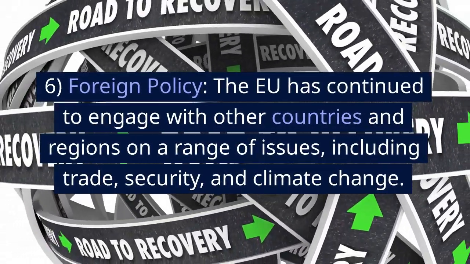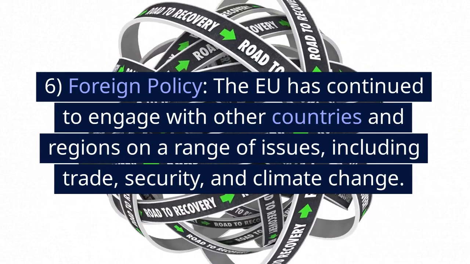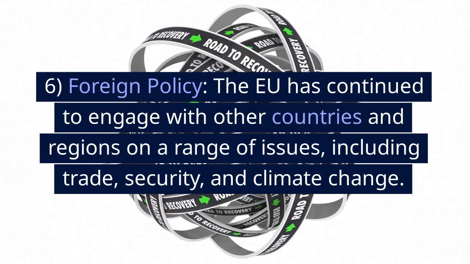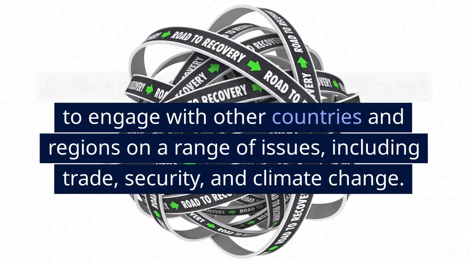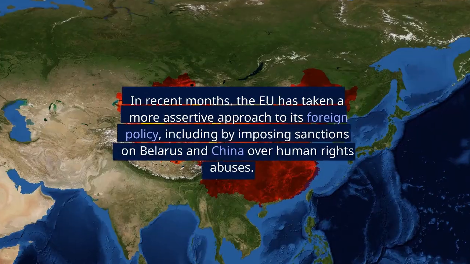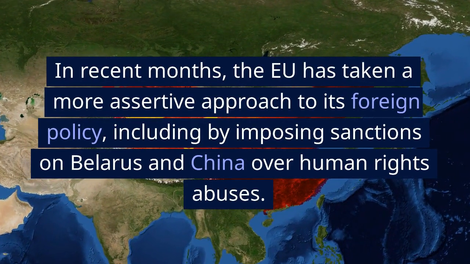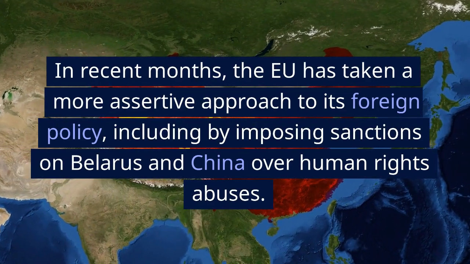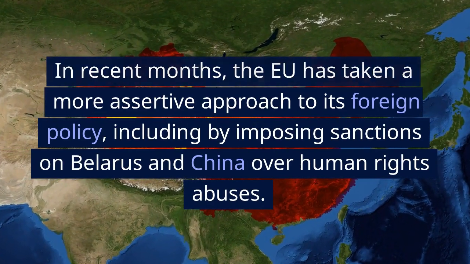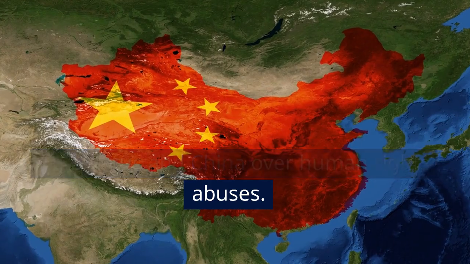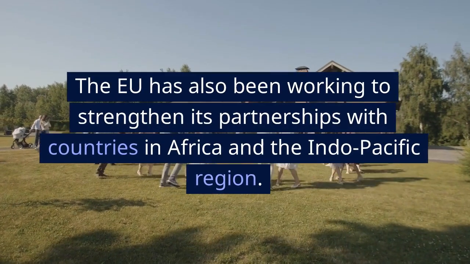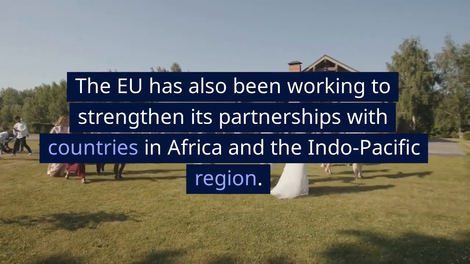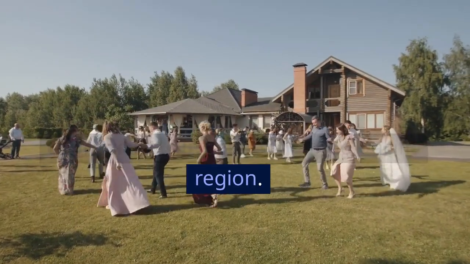6. Foreign policy. The EU has continued to engage with other countries and regions on a range of issues, including trade, security, and climate change. In recent months, the EU has taken a more assertive approach to its foreign policy, including by imposing sanctions on Belarus and China over human rights abuses. The EU has also been working to strengthen its partnerships with countries in Africa and the Indo-Pacific region.